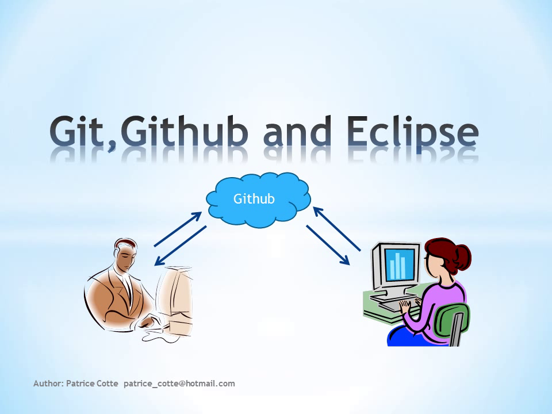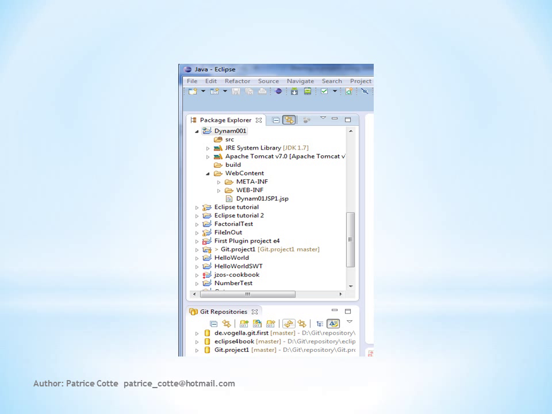Mary and Bob are two programmers on the same project. Each of them works in Eclipse, an integrated development environment that supports Git. Mary is currently working on the Dynam001 project. We see here the contents of this project in the Package Explorer view of Eclipse.